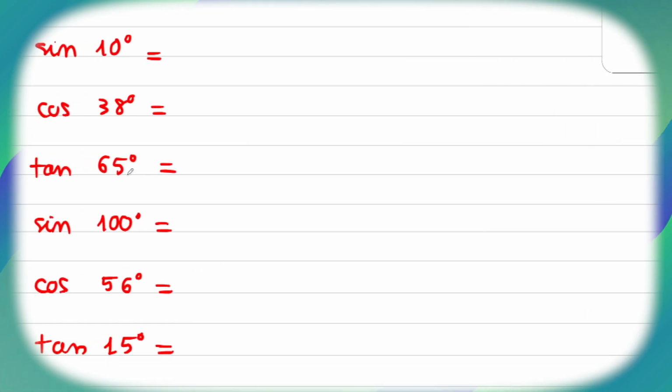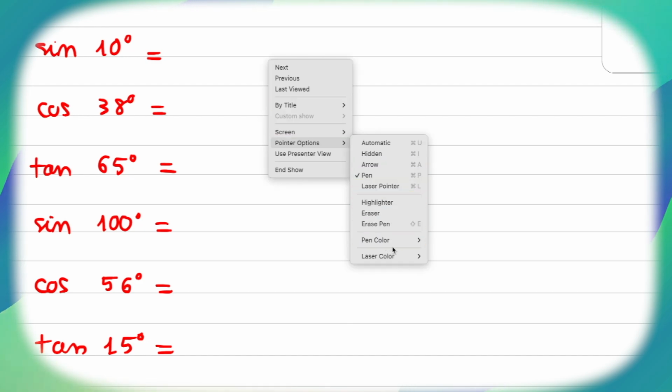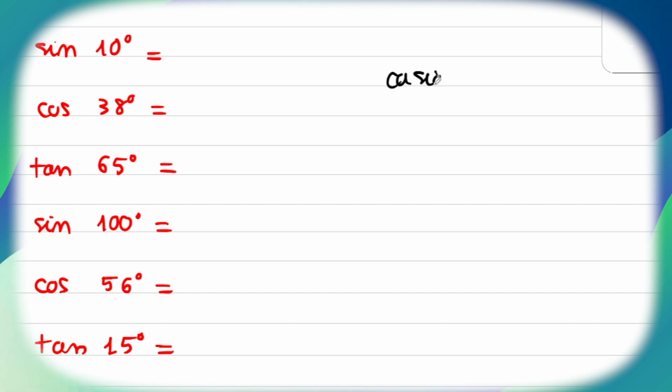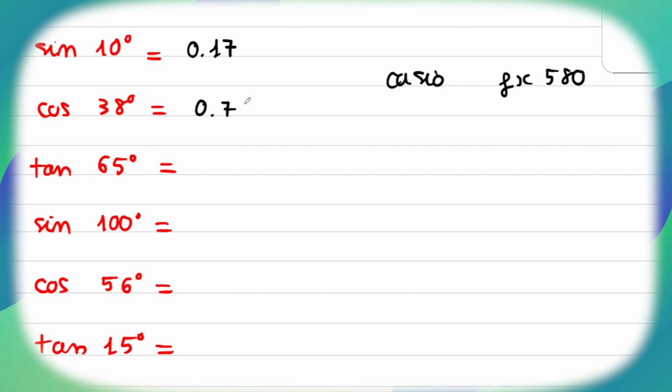So I will take my Casio for this one. I am using my Casio FX-580. So the result for sine of 10 degrees will be 0.17 like this one. And cos of 33, you will have 0.788. The next one is tan of 65, 2.14. The next one you got sine of 100, 0.984.